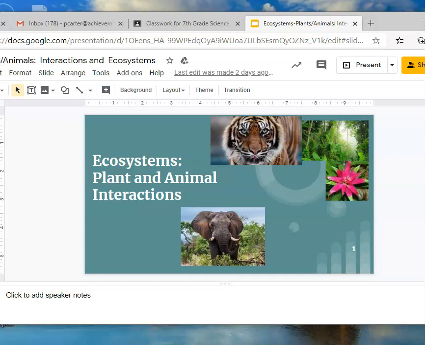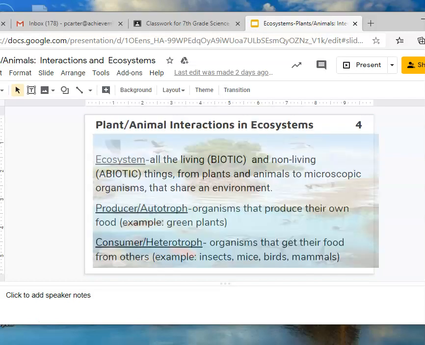It's called Ecosystems, Plant and Animal Interactions. And our reading today will begin with slide number 4, which is Plant-Animal Interactions in Ecosystems.